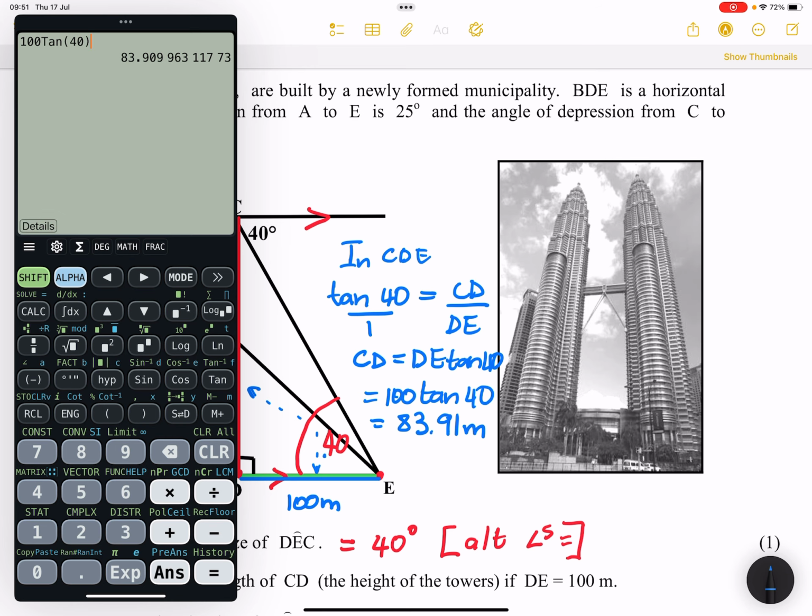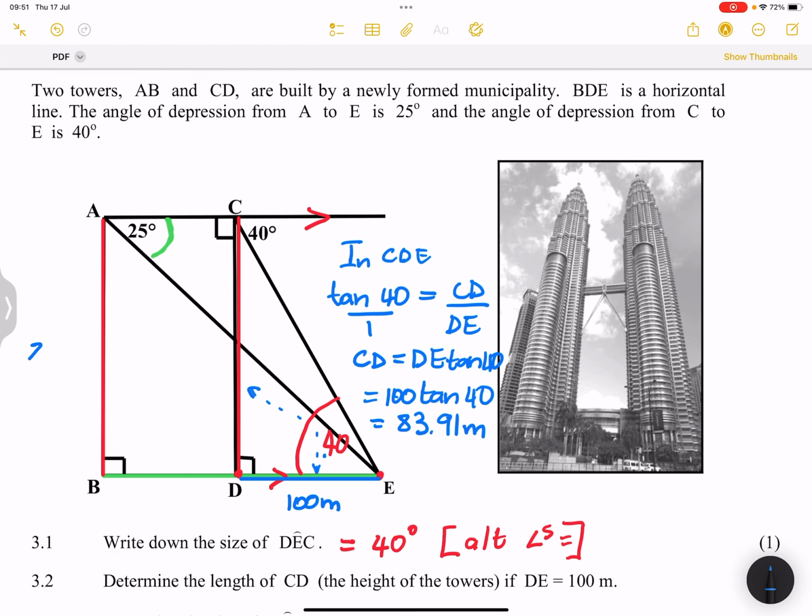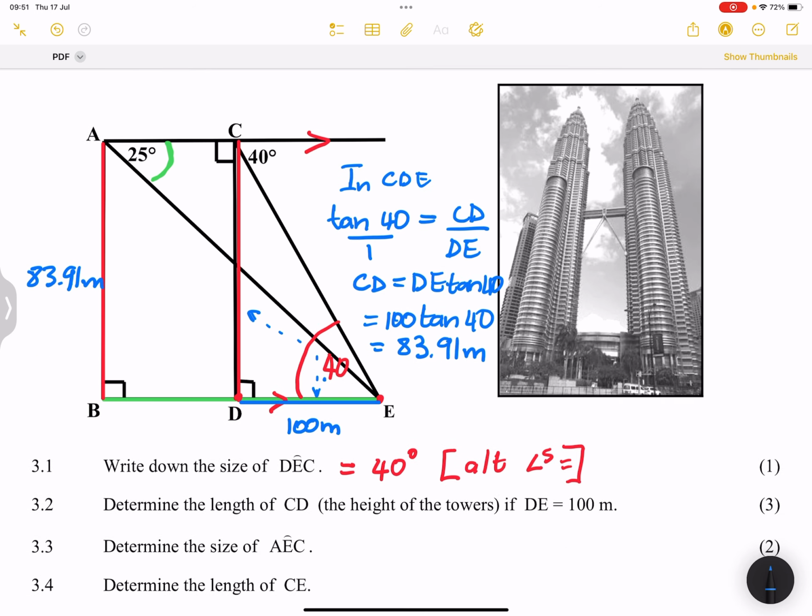Okay, right, so the height there is 83.91, and remember, they are of equal height, so it means that AB will be exactly the same. Now, they say determine the size of angle AEC. So let's see, where is angle AEC? So that's AEC, so we're looking for that smaller angle over there.